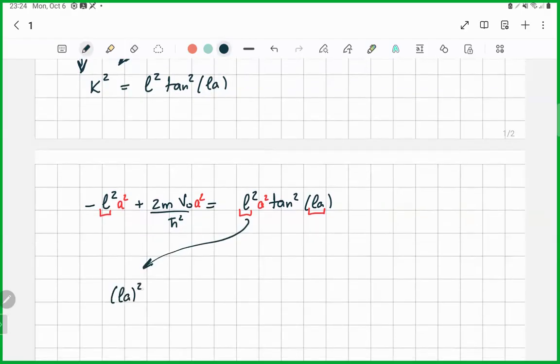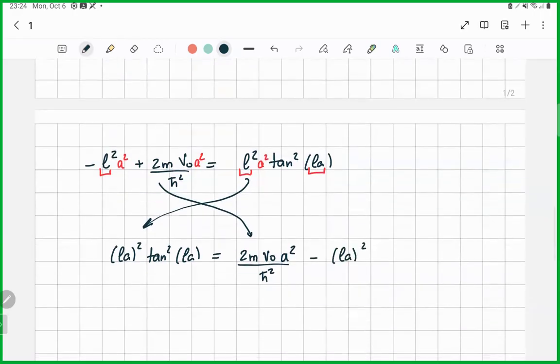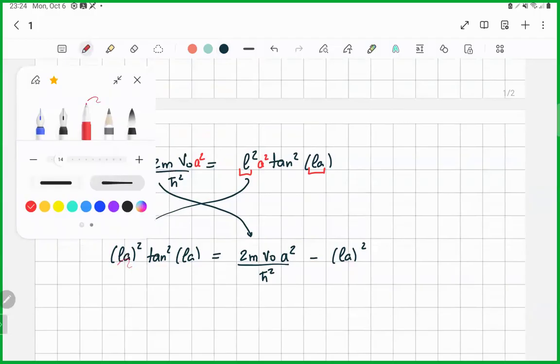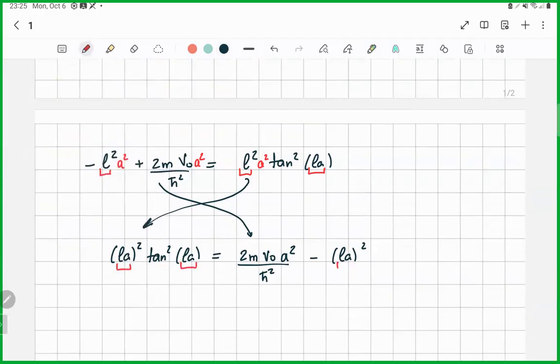LA squared, tangent squared LA, equal to 2mV naught a squared over h bar squared. This is just a constant. And finally, minus LA squared. See? So now my unknown is this LA. This is the unknown of this equation. And so instead of keep writing LA, I'm going to call it Z.